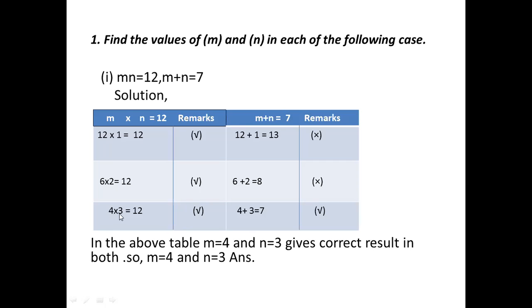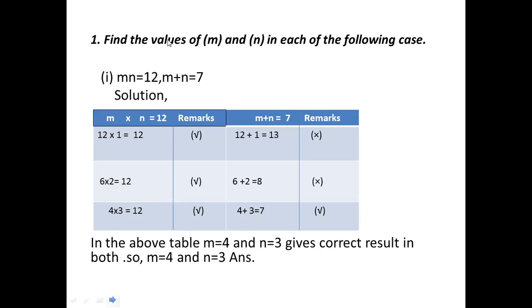Let's multiply others also. 4 into 3, 12. It's okay. 4 and 3 we multiplied here. It's correct. Now add here 4 plus 3, 7. It's also giving the correct remark. Then in the above table, m equals 4 and n equals 3 gives the correct result in both. So m equals 4 and n equals 3 are the answer, because 4 into 3 is 12 and 4 plus 3 is 7. Okay, now let's move to the next slide.